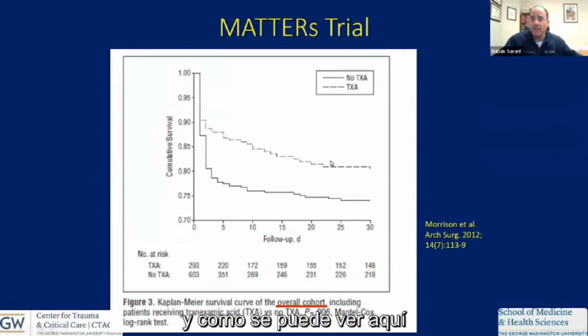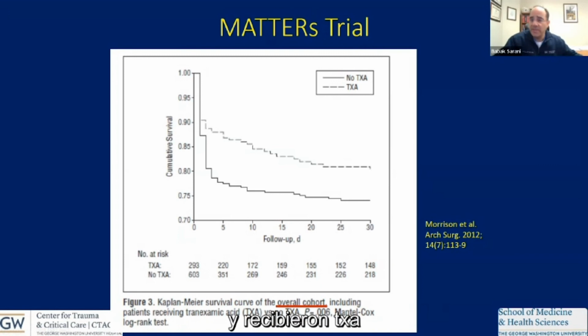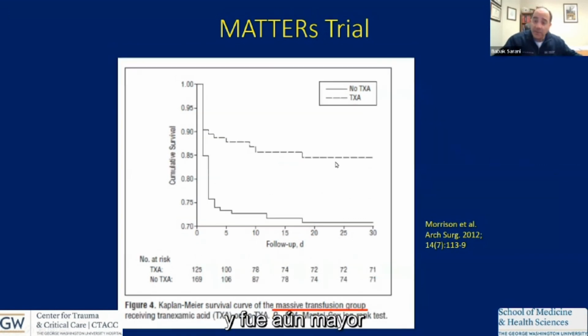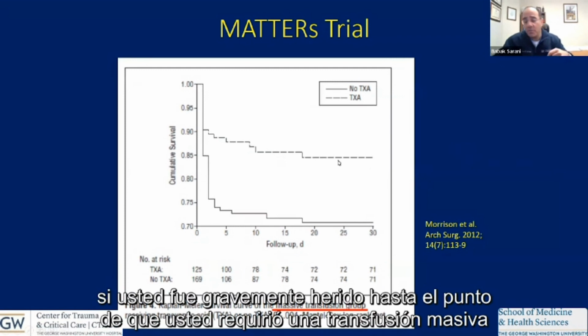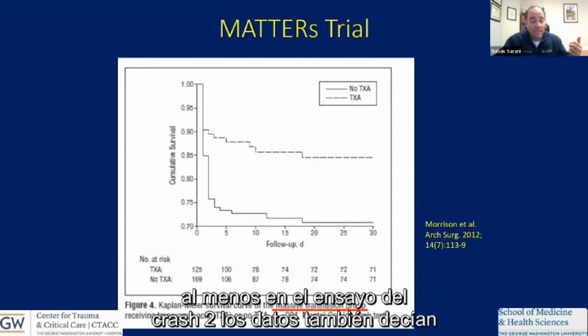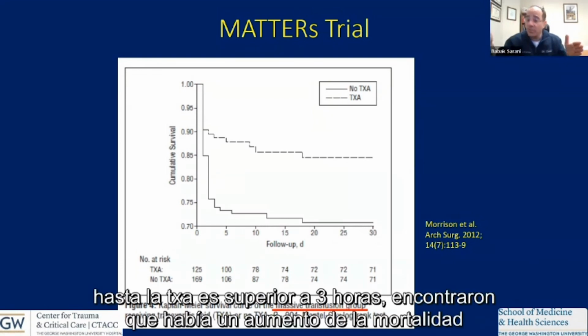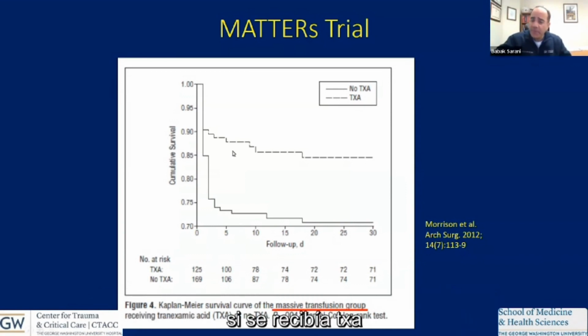And as you can see over here, the survival rate was higher in patients who were severely injured and received TXA, and was higher even still if you were severely injured to the point where you required a massive transfusion and you received TXA. But remember that, at least in the CRASH 2 trial, the data also said you're not supposed to give TXA if the time from injury to TXA is more than 3 hours. They found that there was an increase in mortality if you receive TXA more than 3 hours following injury.